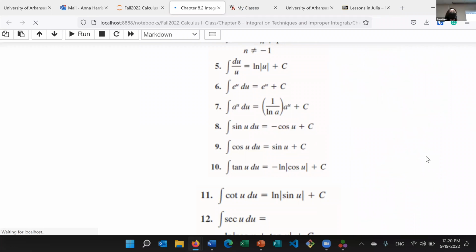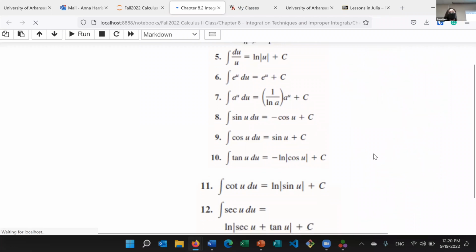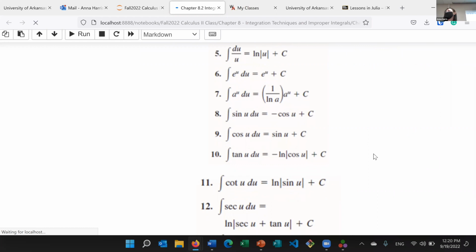Same thing, number 6, you need to know this. Those two we use all the time. Just go and memorize them, okay? So the integral of e to the u is e to the u, exactly the same thing.